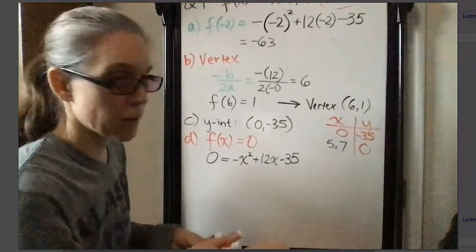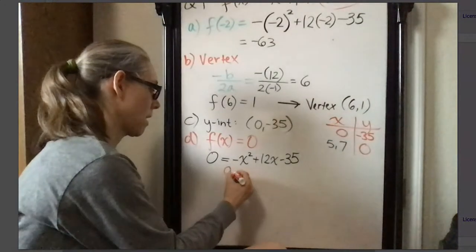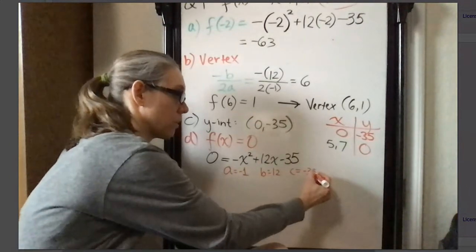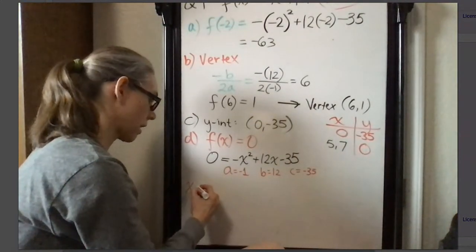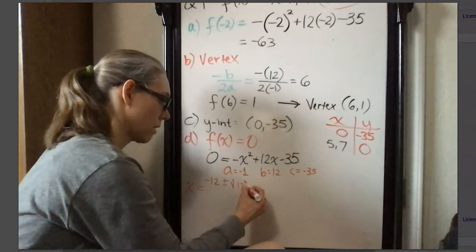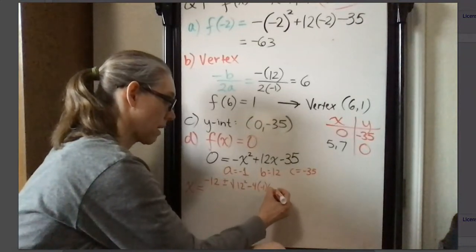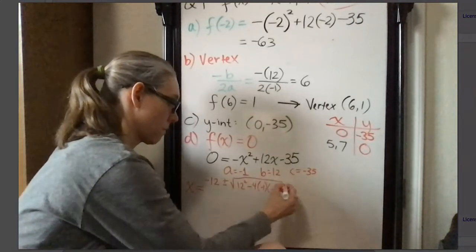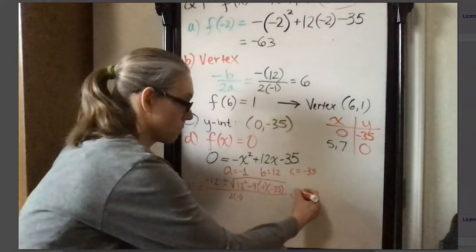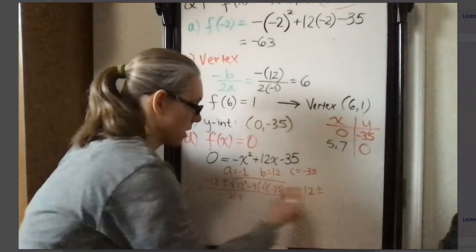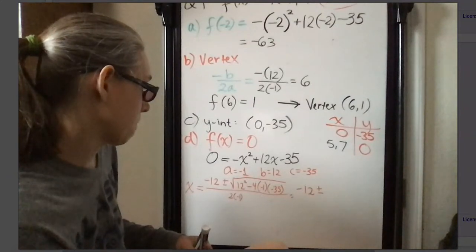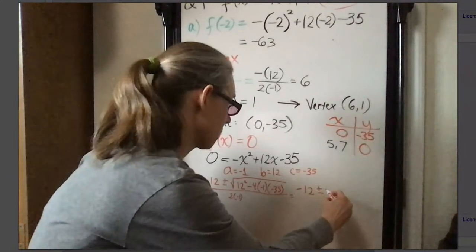The quadratic formula requires that you first identify a, b, and c. A in this case is -1, b is 12, and c is -35. So x is equal to negative b plus or minus the square root of b squared minus 4ac, all over 2a. So this becomes -12 plus or minus the square root of 144 minus 140. Nice. Which is 4, square root of 4.